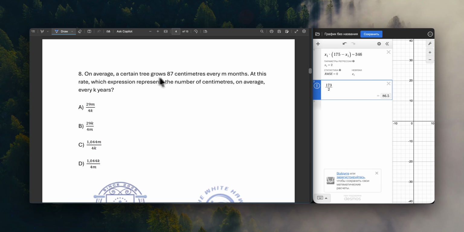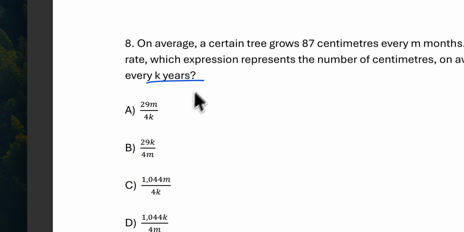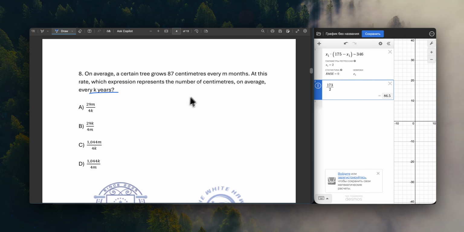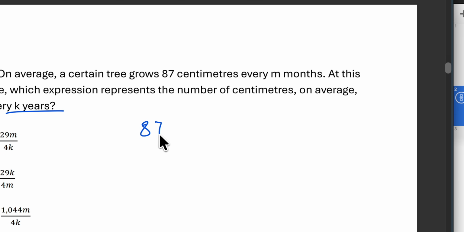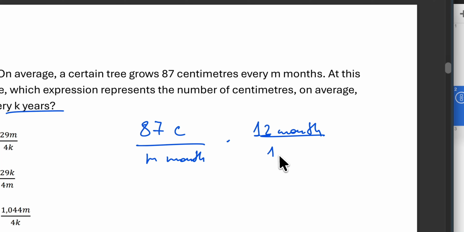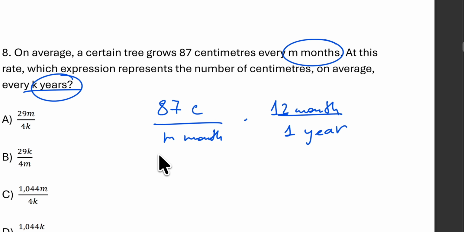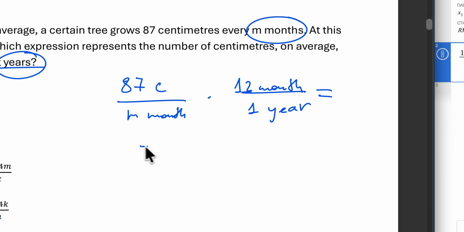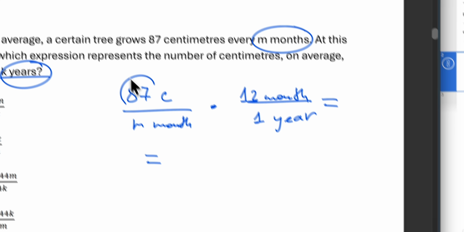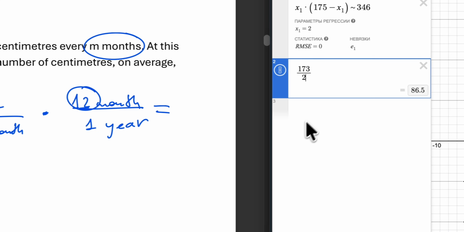Next one, on average, a certain tree grows 87 centimeters every m months. At this rate, which expression represents the number of centimeters on average every k years? This is the unit problem. So for the units, we have 87 centimeters per m months, which leads us to 12 months in 1 year. Why? Because we have here years, but m in months. I'm just changing the years to months and get this type of multiplication.